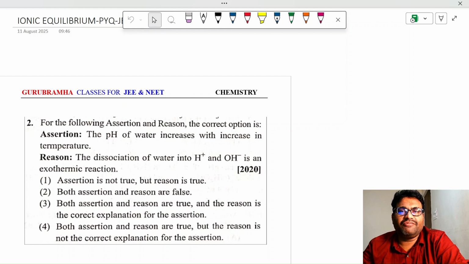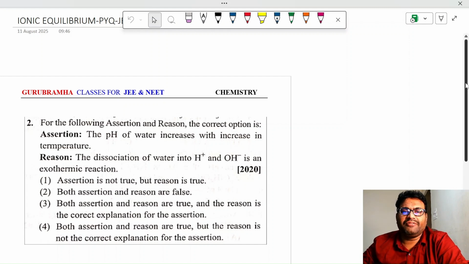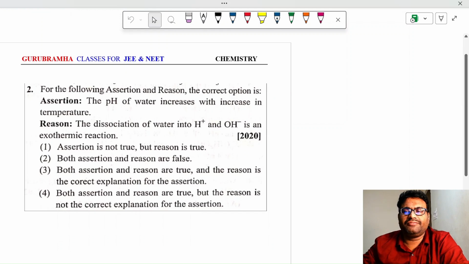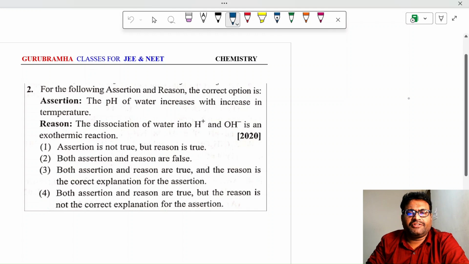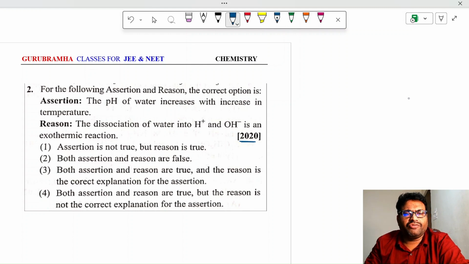In this session, we are going to solve some PYQ of JEE Main. Let's start the session. Here is the question which is asked in 2020 JEE Main. So let us see that question.